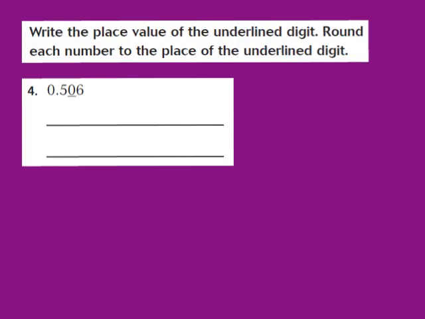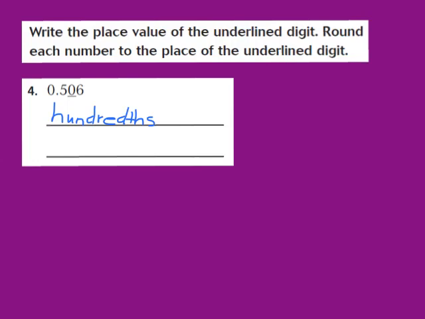Well, let's review that place value again. Behind my decimal, I have the tenths place, so the 5 is in the tenths place. Then I have the hundredths place, and then I have the thousandths place. So my 0 is my underlined digit, which means that 0 is in the hundredths place. So the first thing I'm going to do is write down that my 0 is in the hundredths place. And that means that I'm going to be rounding this decimal number to the hundredths place.